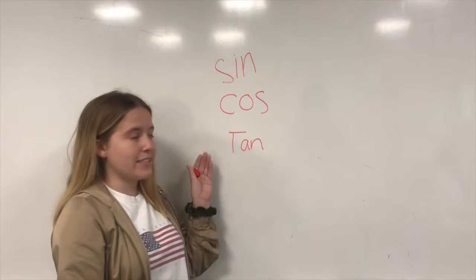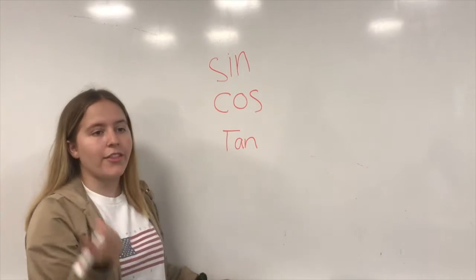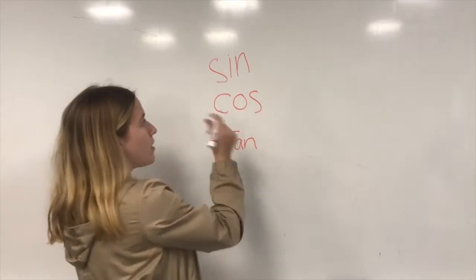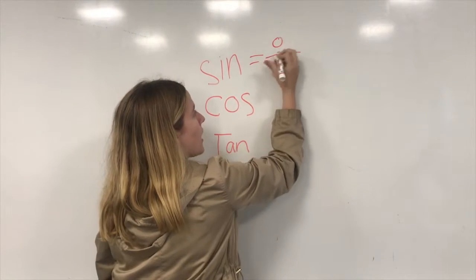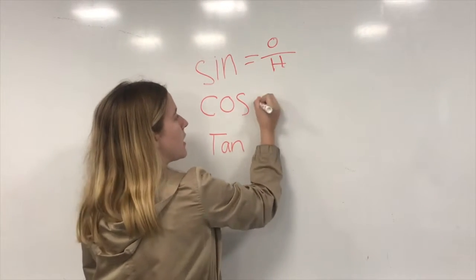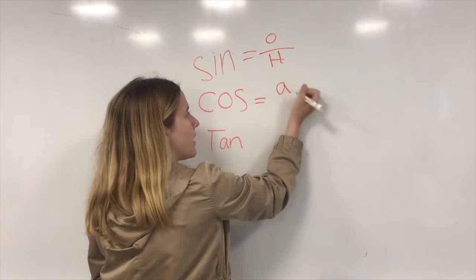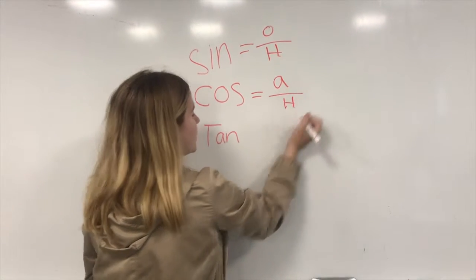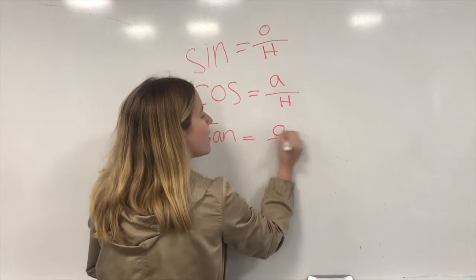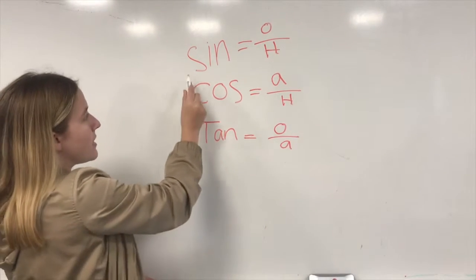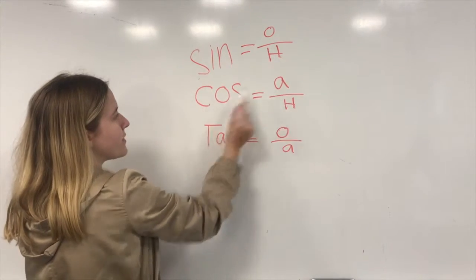To find these, you can use a method called SOHCAHTOA, which means that sin is equal to opposite over hypotenuse, cos is equal to adjacent over hypotenuse, and tan is equal to opposite over adjacent. This is SOHCAHTOA.